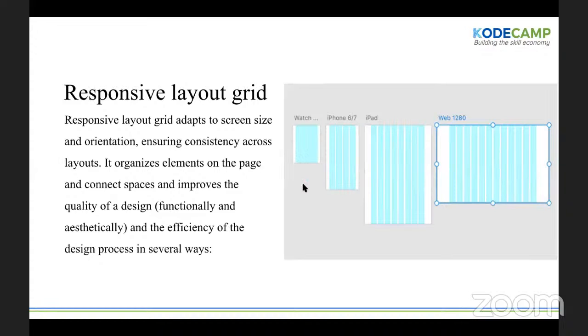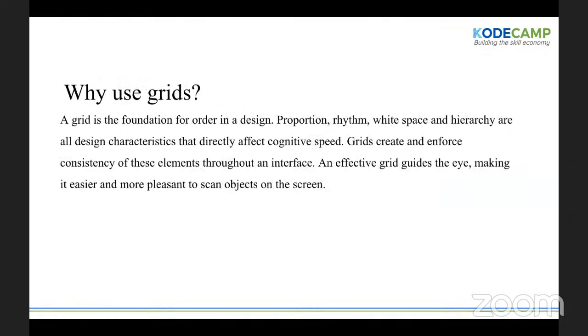Okay, I was saying it helps organize your elements on the page and connect spaces so that everything looks consistent and efficient and functional across the different screen sizes. So the web looks consistent, like the iPhone, if you're designing for mobile, everything looks very consistent and it's all about a responsive layout grid. Okay, so why are we talking about grids here? Because for you to design responsively, you need to make use of grids, right? So a grid is basically the foundation for order in a design.